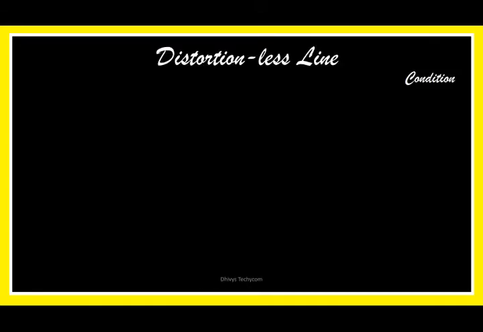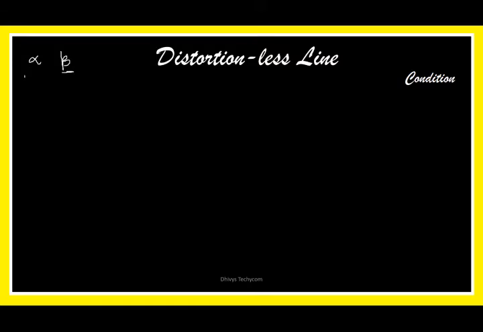Before getting into the derivation of the distortion-less line, we first need to know the different parameters which create trouble in designing such a line. The first parameter that we are going to consider is alpha, and the second is beta. Alpha is the major contributor for the distortion called frequency distortion, and beta is the major contributor for phase distortion or delay distortion.